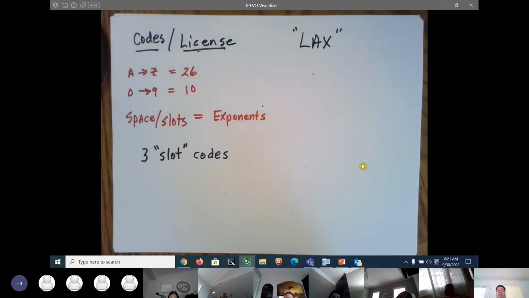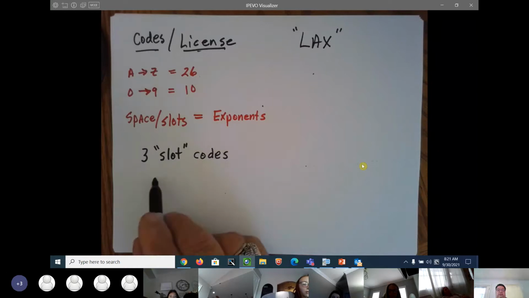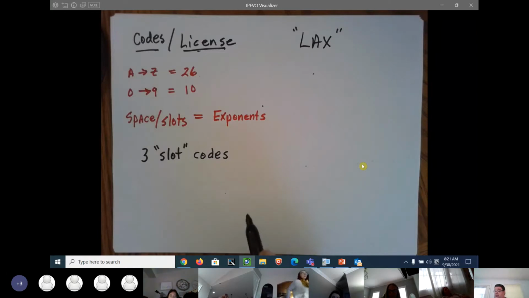Los Angeles International Airport. Now, Anderson don't have one because Anderson is not an international airport. I'm not going to say anything else on that. We think we are, but we're not. So 3 slot codes. It probably has a code. I don't know, but I don't think it's international.